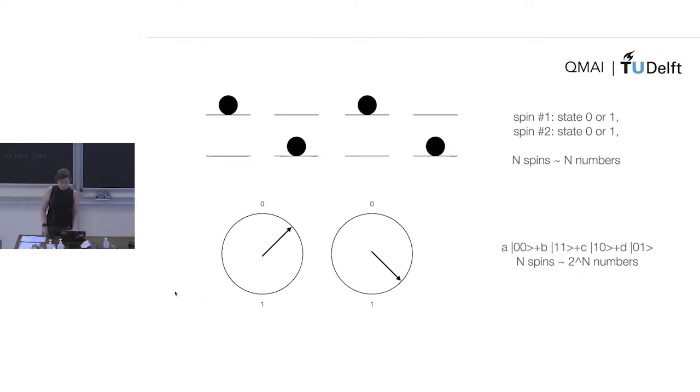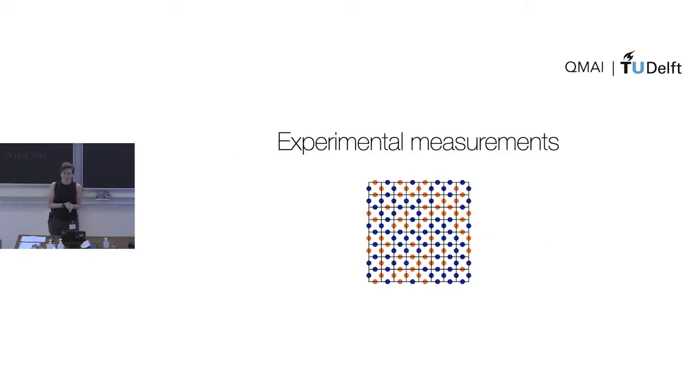But for these qubits, for 2 spins I need 4 numbers, because I need a combination of 0, 0, 0, 1, 1, 0, 1, 1. For 3, I would need 8 numbers, and so on and so forth, hence the exponential scaling. So really, this is how you use the richness of the Hilbert space that you have available.